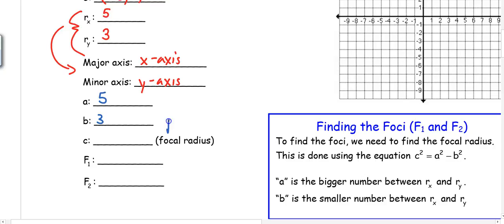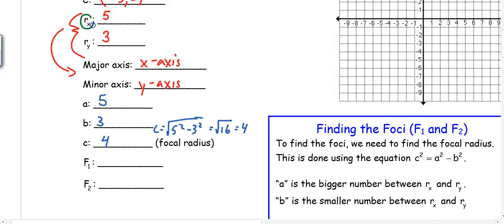So my focal radius c is equal to the square root of 5 squared minus 3 squared. I get the square root of 16, which is 4, which means my c value is 4. To find my focal points, because my x is larger, I'm going to be adding and subtracting from the x coordinate of the center. So we would have (-3 plus 4, 2), which gets us a point of (1, 2), and (-3 minus 4, 2), which is (-7, 2).